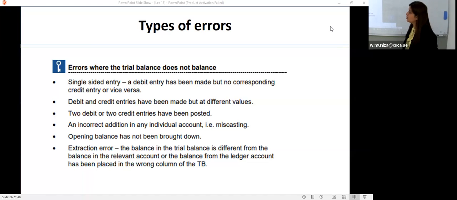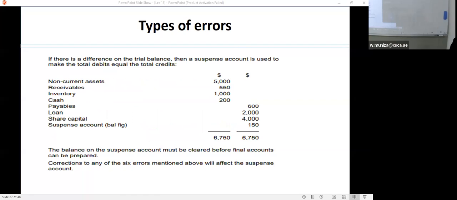An incorrect addition in an individual account while making a ledger account, there is a casting error, miscasting. Opening balance has not been brought down in the ledger account. Extraction error: the balance in the trial balance is different from the balance in the relevant ledger account, or the balance from the ledger account has been placed on the wrong side of the trial balance. So your ledger accounts are correct, but while posting them in the trial balance, you have written them on the wrong side or by the wrong amount. So your trial balance is not going to match in these cases.